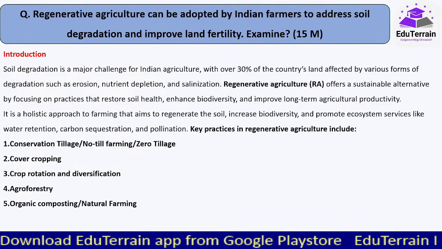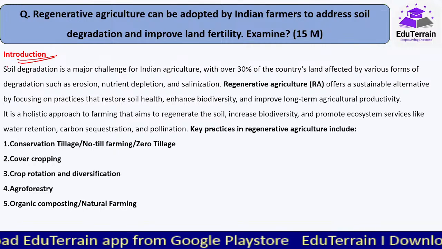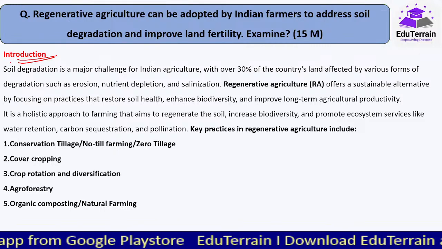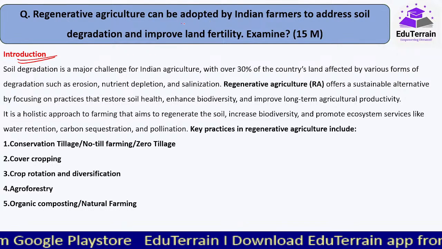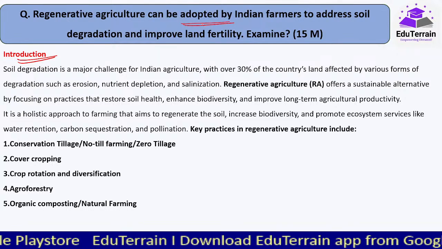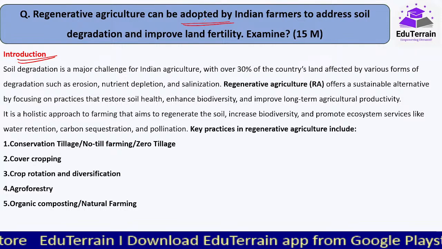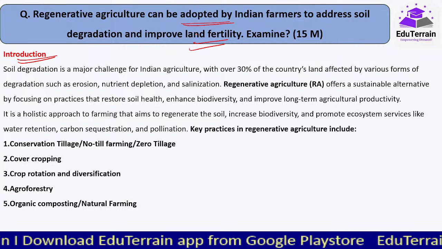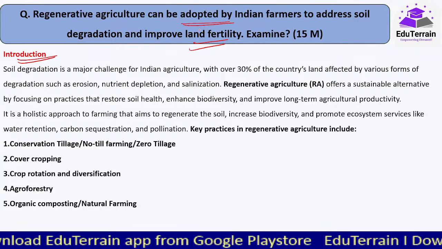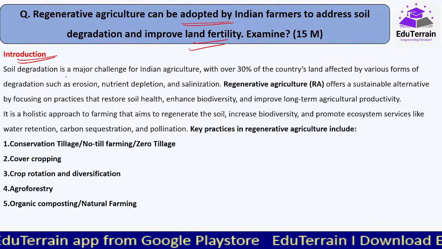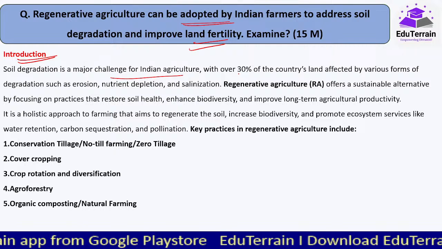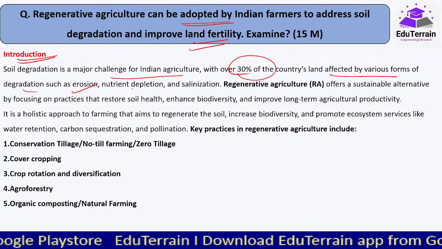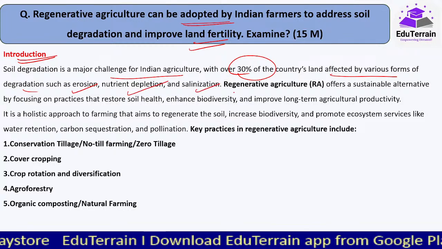Now this is the question that we have seen. So the first part, the introduction. How will you introduce? Here we have said soil degradation and land fertility, highlighting that this can be adopted by the Indian farmer. It means that there is an underlying problem of soil degradation and low land fertility in Indian soils. So, soil degradation is a major challenge for Indian agriculture, with over 30% of the country's land affected by various forms of degradation such as erosion, nutrient depletion, salinization, etc.